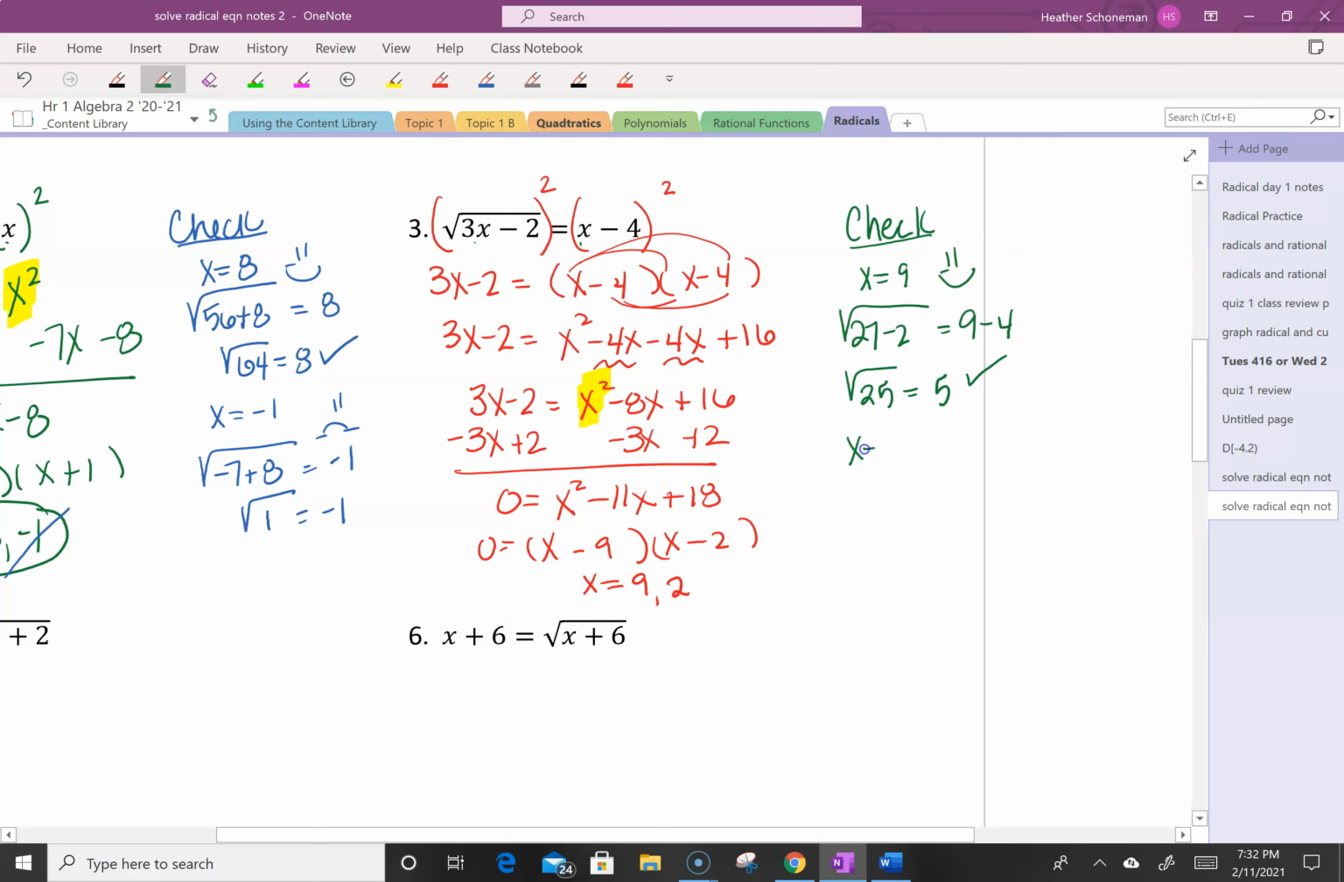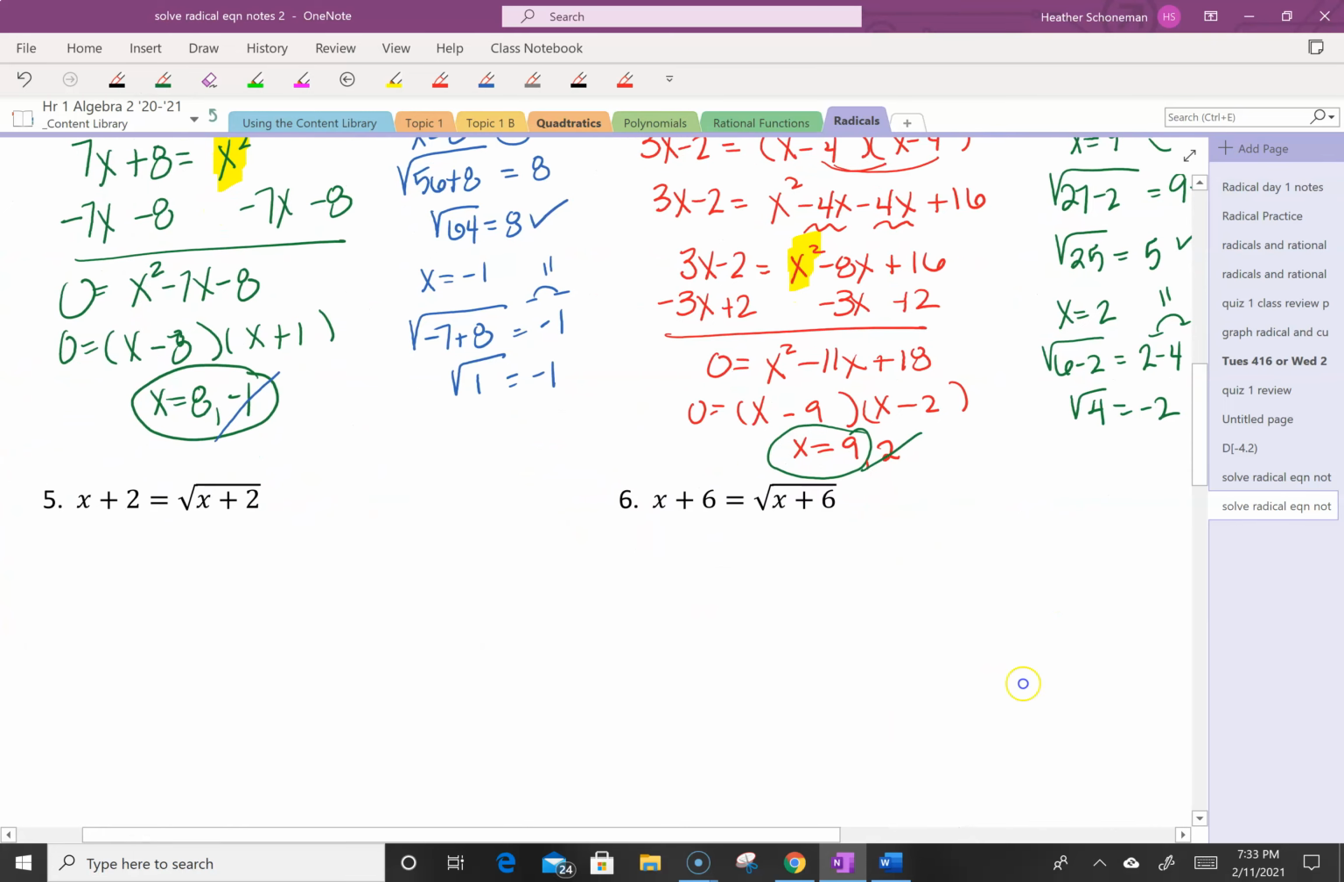Let's see what happens when we plug in 2. Over here, I have 3 times 2, which is 6. So I have 6 minus 2. And here I have 2 minus 4. So I have the square root of 4 equals negative 2. Oh, that is not good. My radical, whoops, I wrote the wrong face. My radical cannot equal a negative. So this one doesn't work. That's our extraneous solution. x equals 9 is the only one.